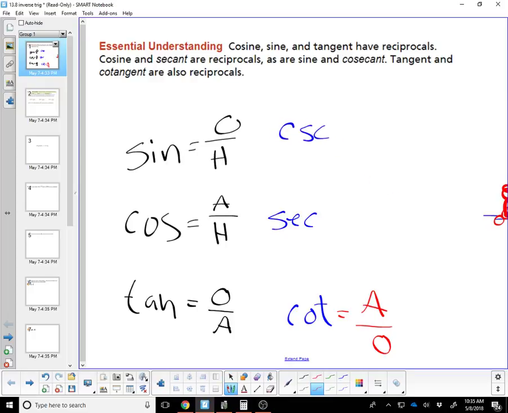So here's their definition. This would be hypotenuse over the adjacent. This would be hypotenuse over the opposite. Okay?